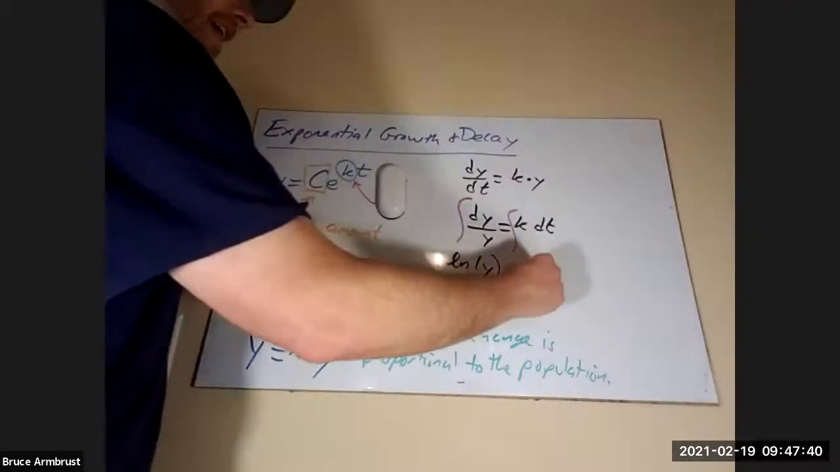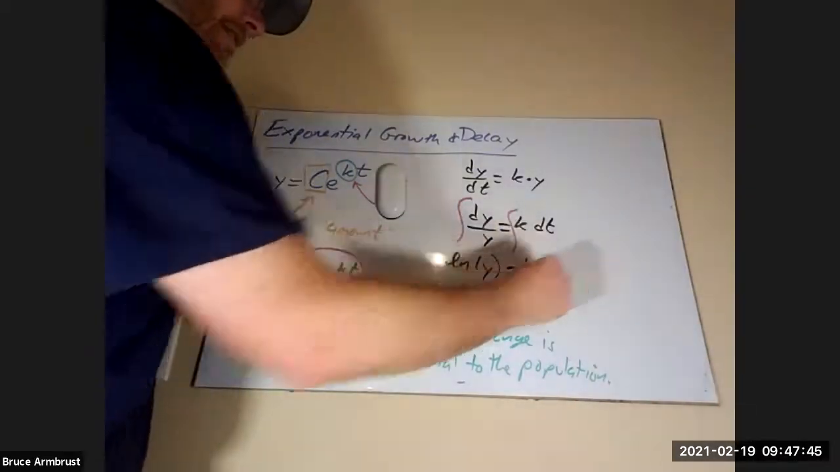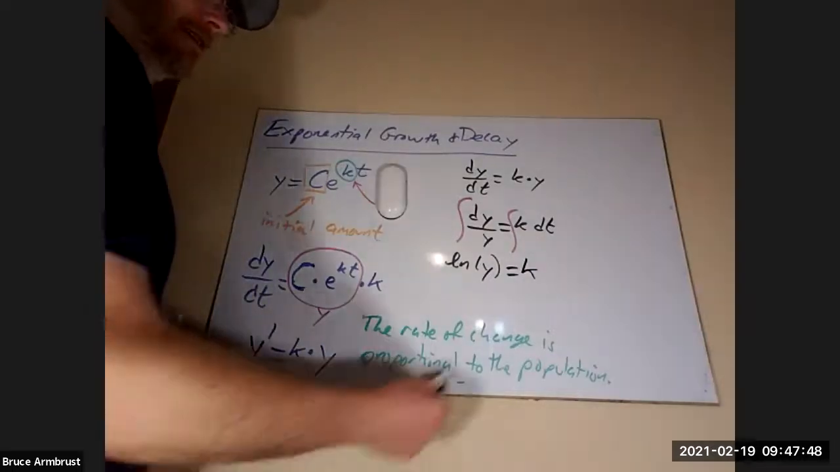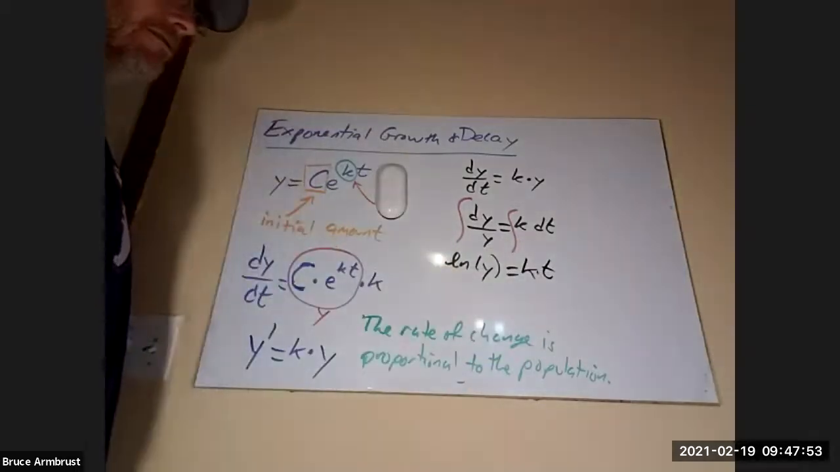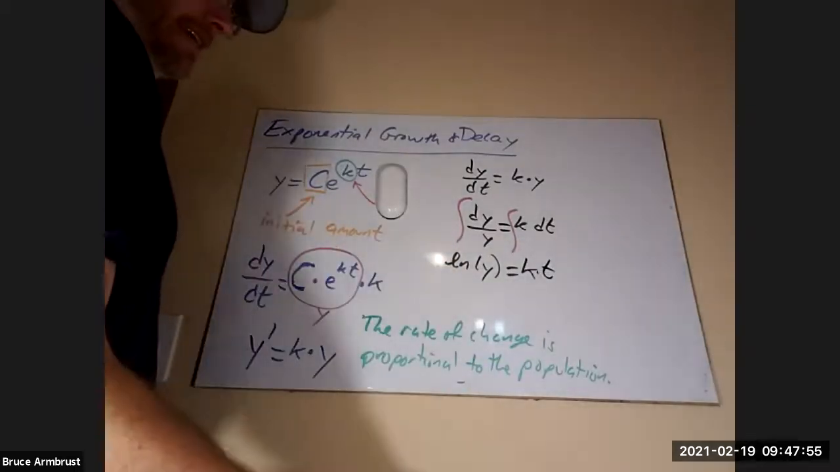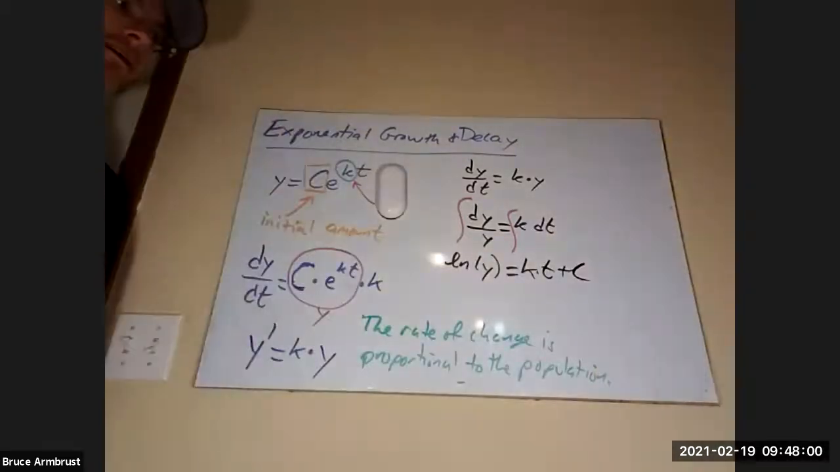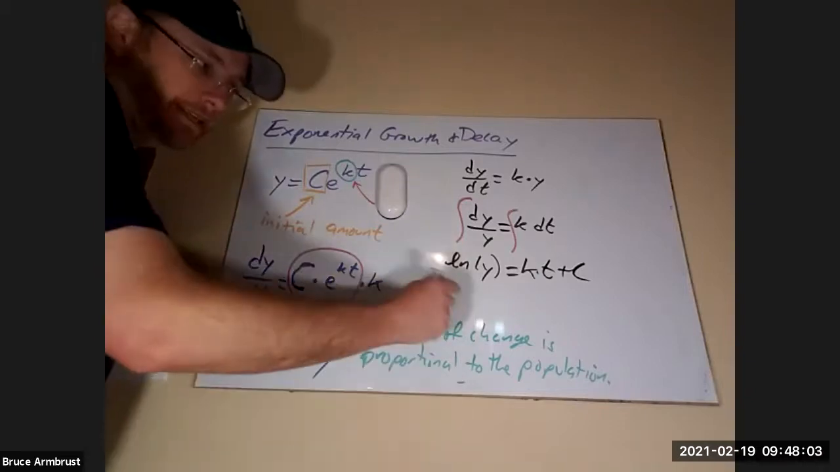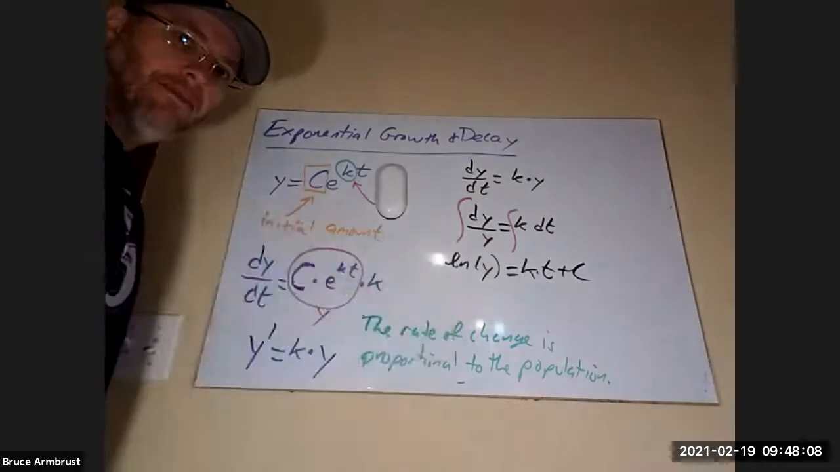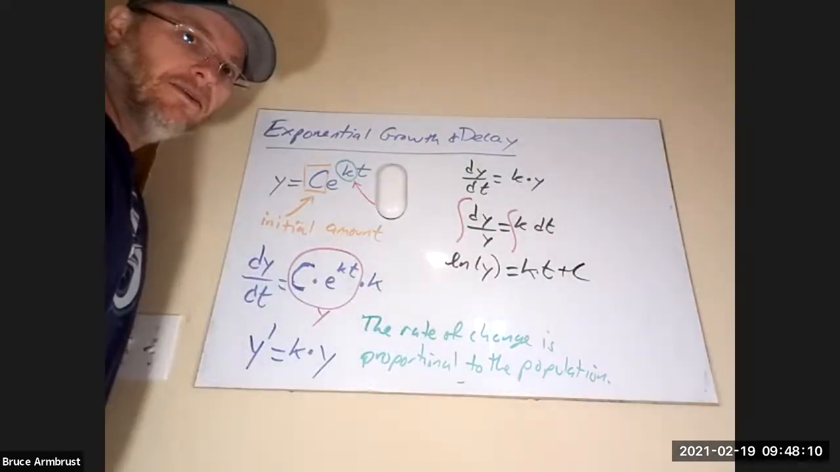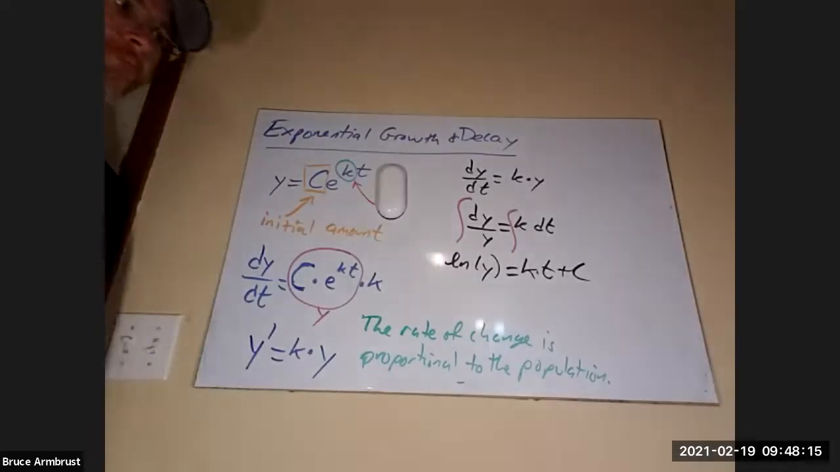If we go to the other side, k, it's a constant. And if we integrate dt, we get t. So we get natural log of y equals kt. Now, we should be good about it and put a plus c. Technically, I should put a plus c on both sides, but I can move the one over to the other side and make it yet another arbitrary constant.